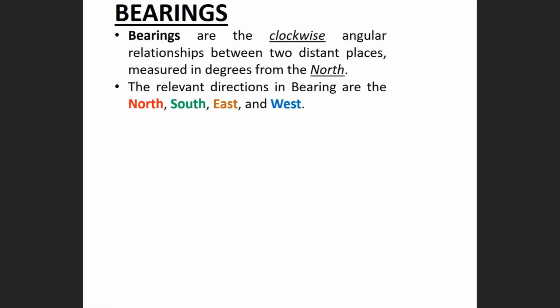Right, bearing. So first of all, what is bearing? Bearing is just a clockwise angular relationship between two distant places. Normally we could measure the distance between two places. We could describe the relationship between two points, maybe a house in a particular place and another house at a far away distance.